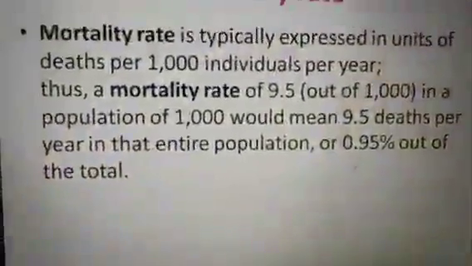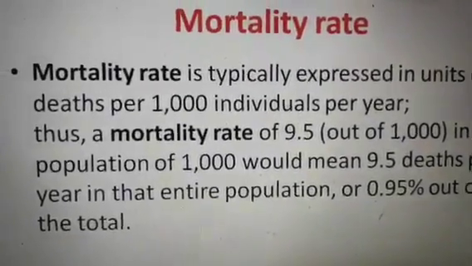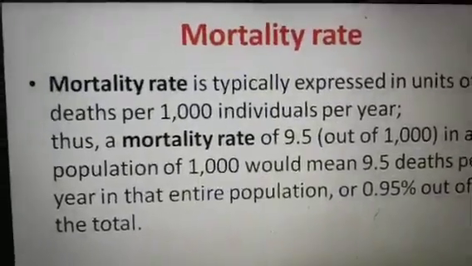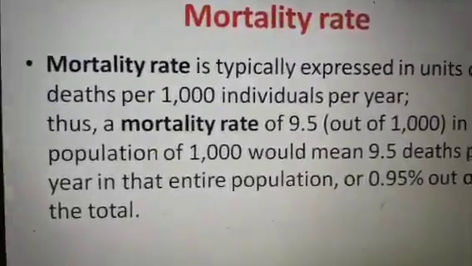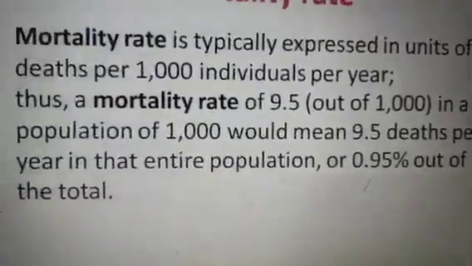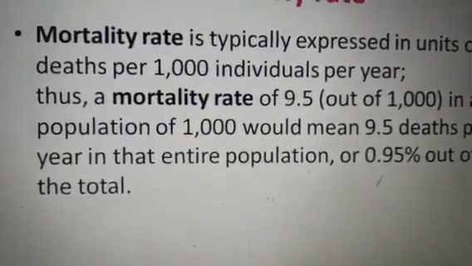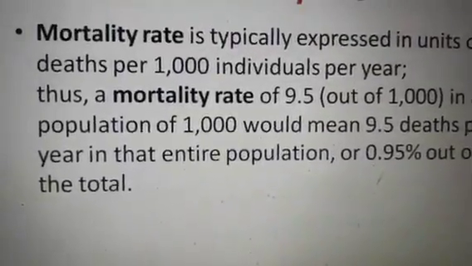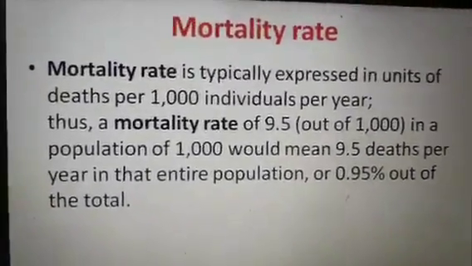ओके, सो लेट्स स्टार्ट विथ द रेट. Students, mortality rate is typically expressed in units of deaths per 1,000 individuals per year. Very simply you have to remember this. Okay, and thus we can say that a mortality rate of 9.5 out of 1,000 in a population of 1,000 would mean 9.5 deaths per year in that entire population, or we can say 0.95% of the total. So this is how you have to begin with the rate.